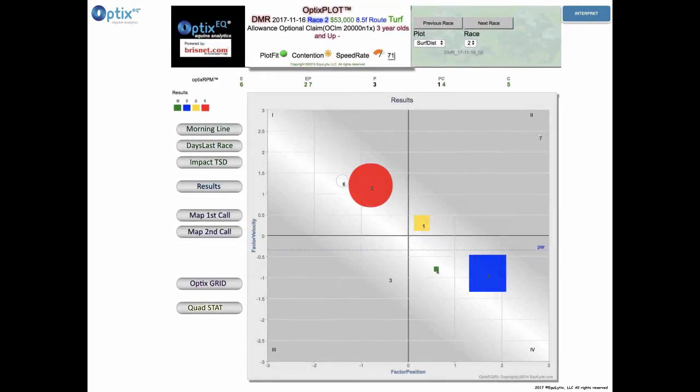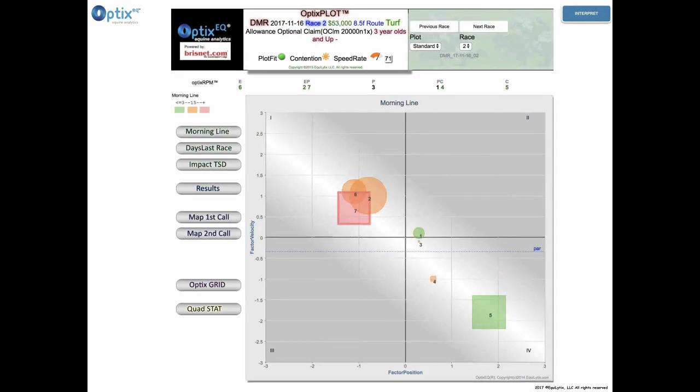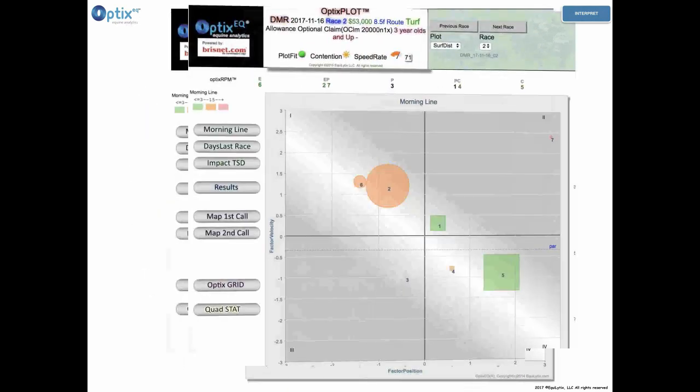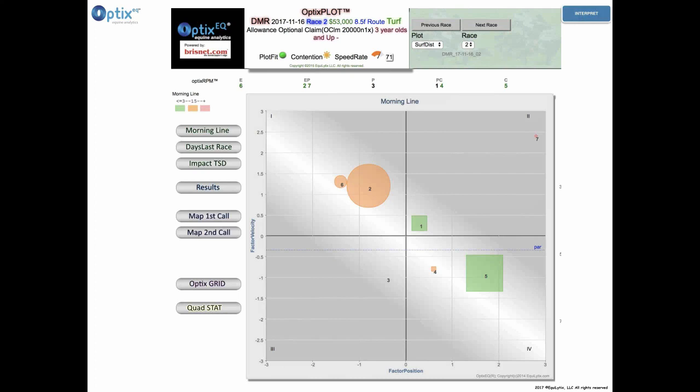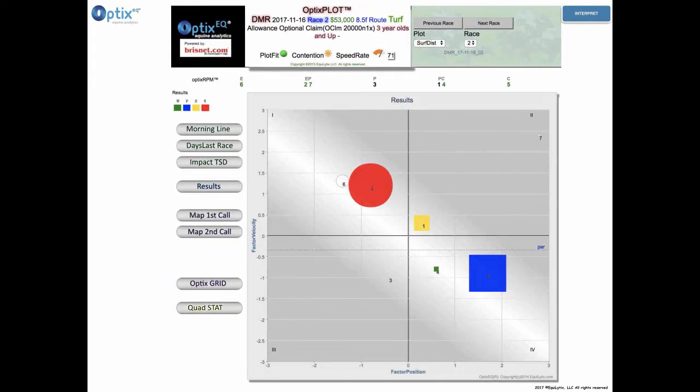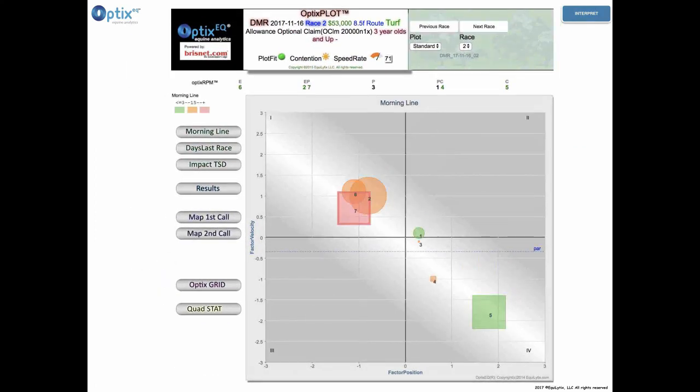Again, it all depends. Is this a 2-turn turf race? Probably not with a field of 7. But if it's a 2-turn turf race, there's another dimension to this, and it didn't play in here, Joe. So let me go back. Okay, this is what happened.